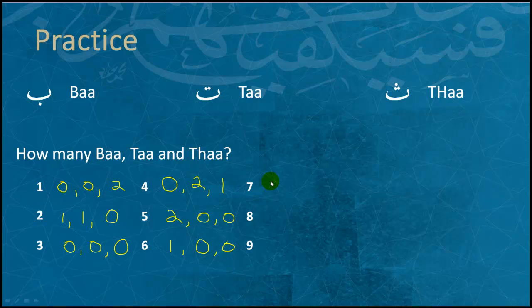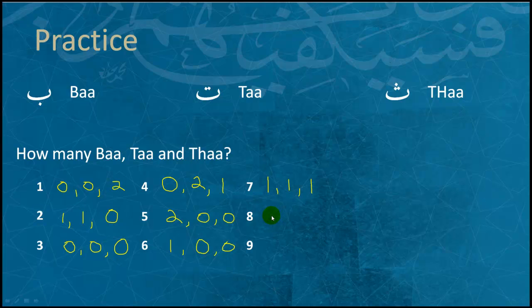Seventh one. How many does this one have? Well, I hear one ba. I hear one ta at the end. And I hear one tha right at the beginning. Okay? And by the way, there's one alif. It's not thabat, it's thabat. Okay, number 8.